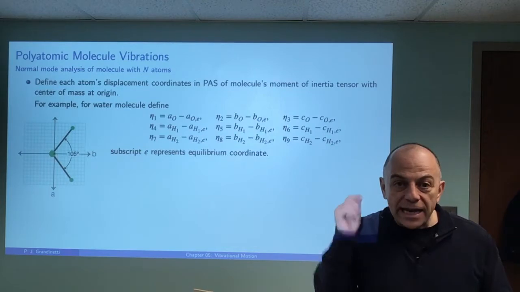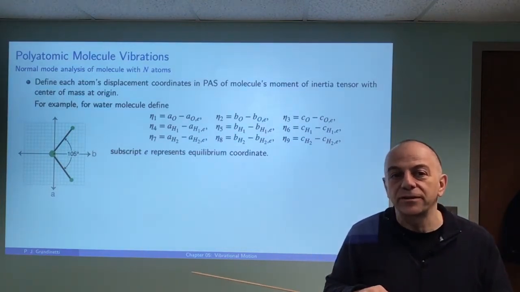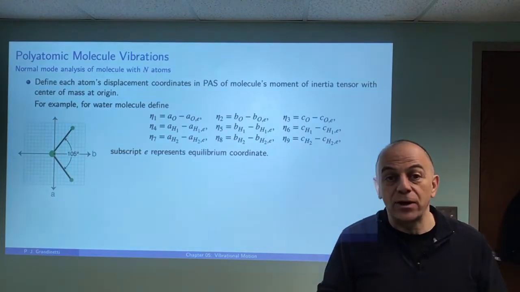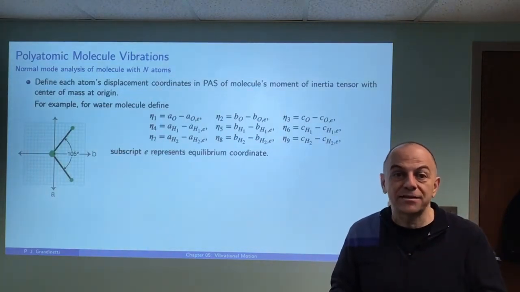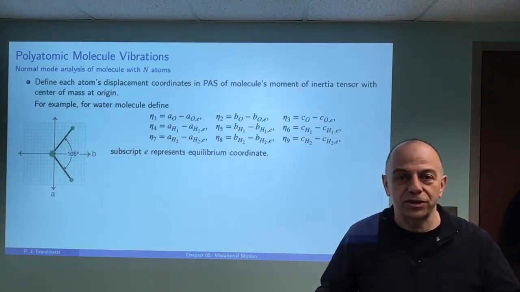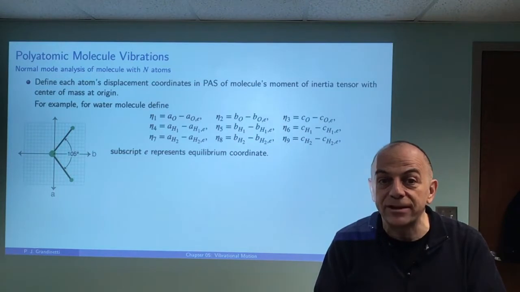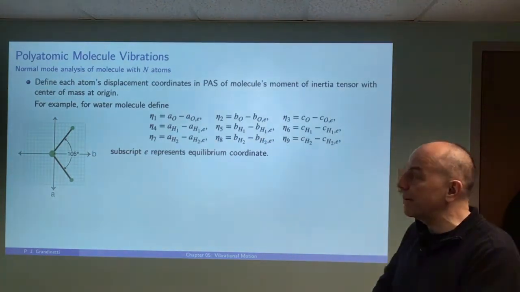in that coordinate system we will see no effect of that motion in the equations of motion. In other words, from the point of view of the principal axis system of the moment of inertia tensor, there is no translation, there is no rotation. The only thing that will be left will be vibrational motion. All right, so this is how we're going to set up the problem.